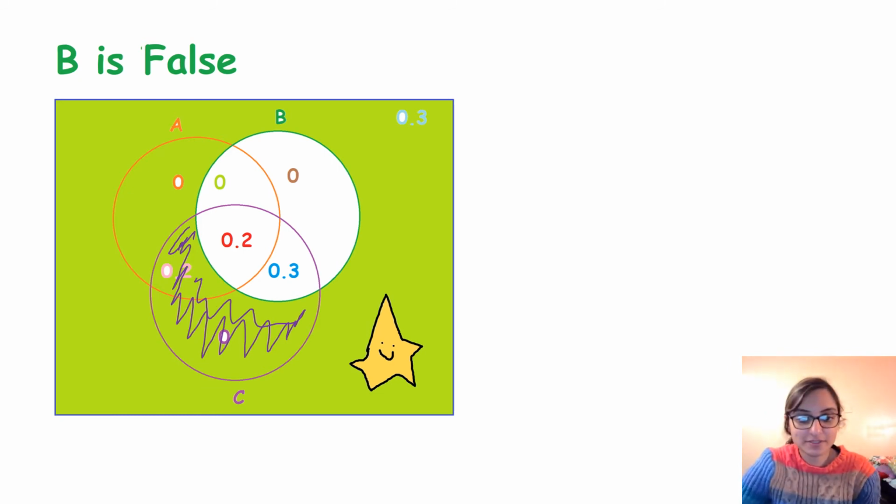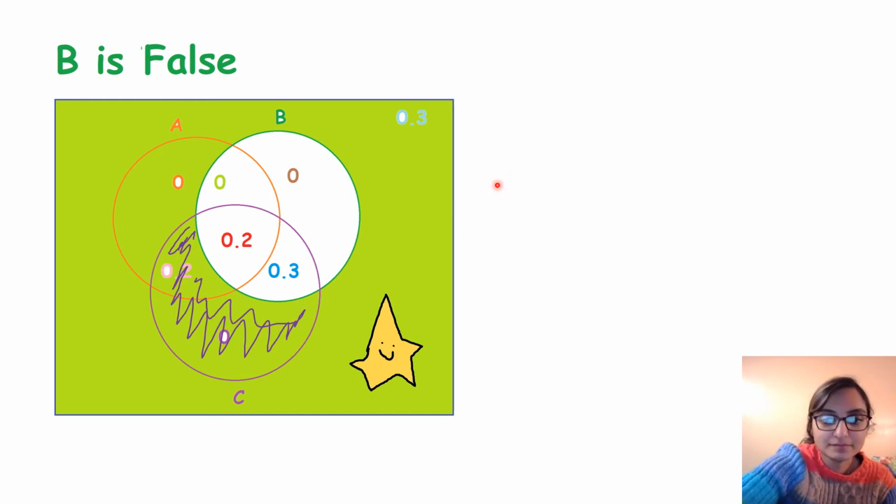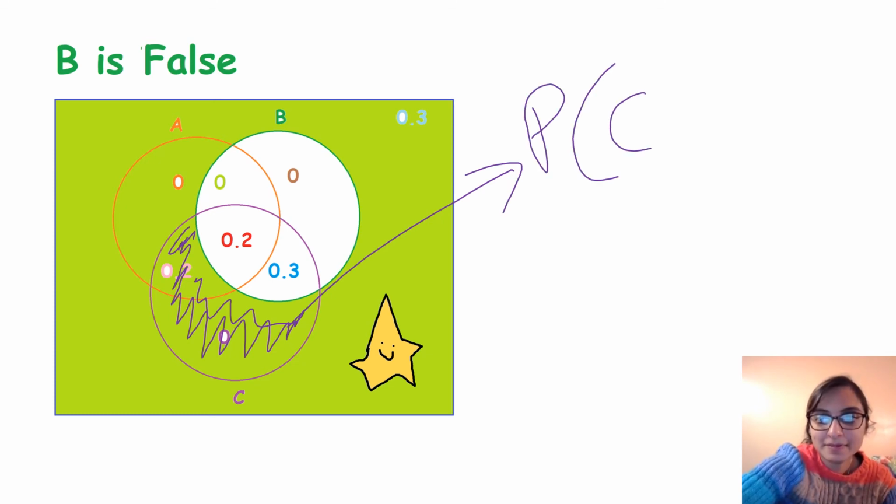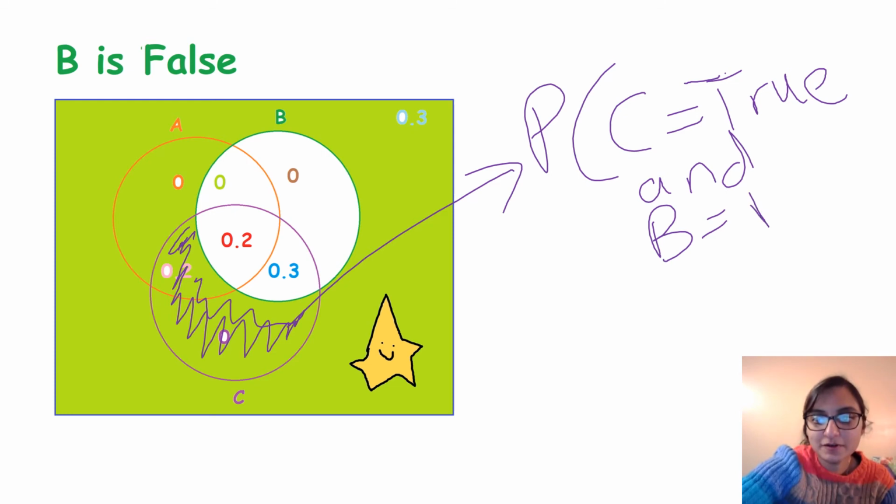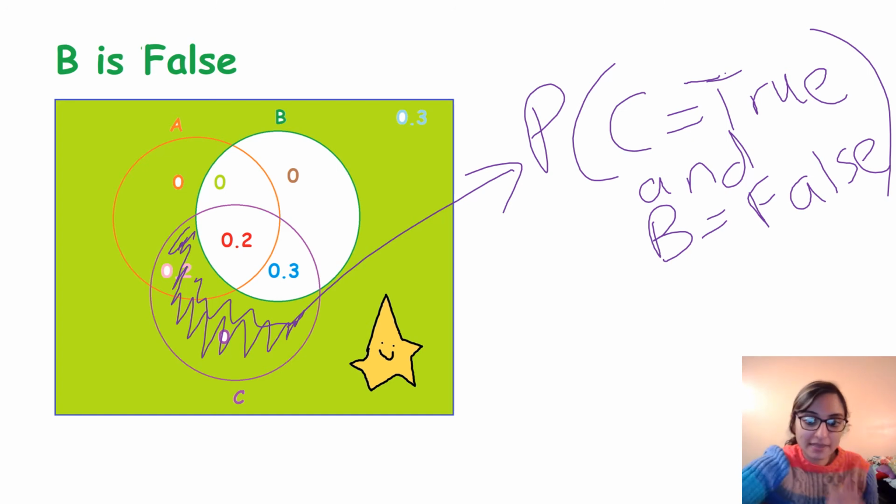Because that falls within the circle of C, but it falls within this green shaded part of not B. So that's how you would figure out the probability of C equals true and B equals false. It's just going to be equal to this 0.2 that we see here, this 20%, plus this 0. So it's just going to be 20%.